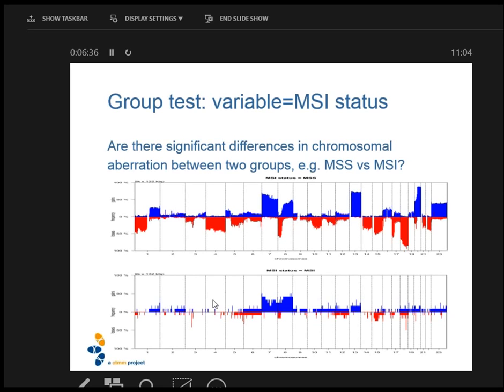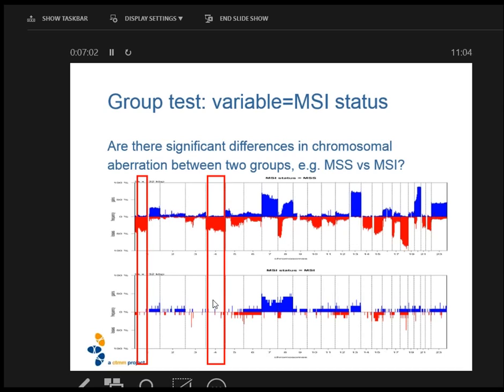So in this example, you look, for example, at gains and losses, the frequency plot of the gains and losses for patients with microsatellite stability, and here the microsatellite unstable patient group.